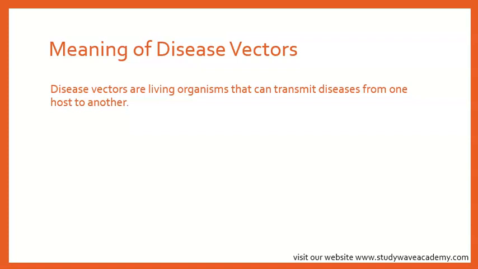Disease vectors are like delivery agents of diseases. They carry germs from one person to another. Okay? Disease vectors are like carriers that deliver diseases. They are living things that can spread germs from one person to another. Okay? They spread diseases like a delivery service. Do you understand?